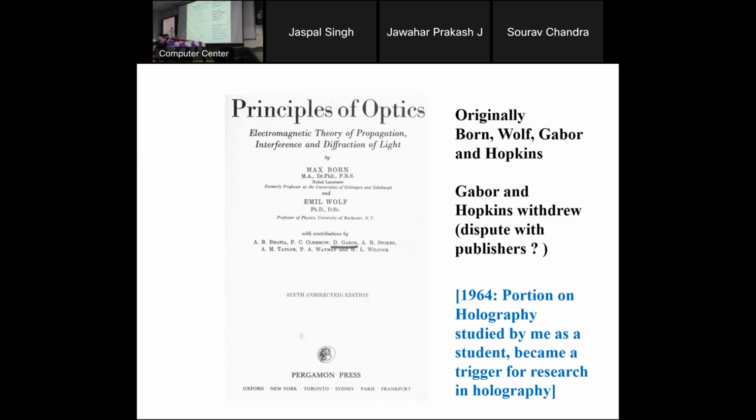Originally, it was supposed to be a book by Born, Wolf, Gabor, and Hopkins. But ultimately, Gabor and Hopkins withdrew because of a dispute with the publisher. So the authors were again Born and Wolf. I read this book, the portion on holography. So it's because of that, not of taking up holography.